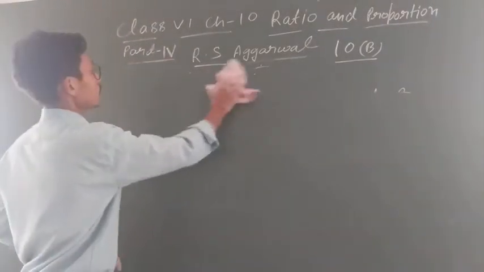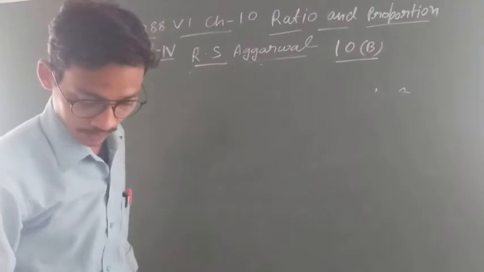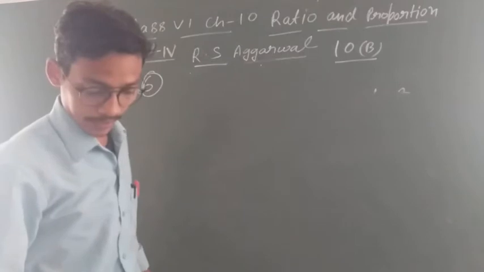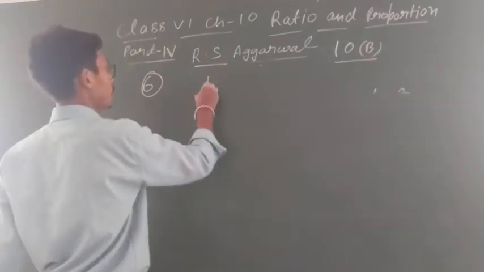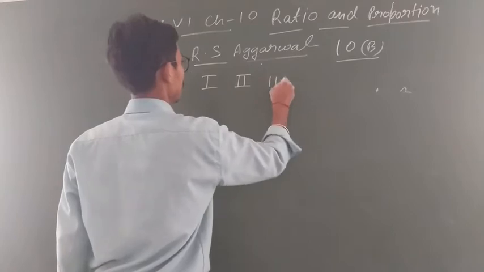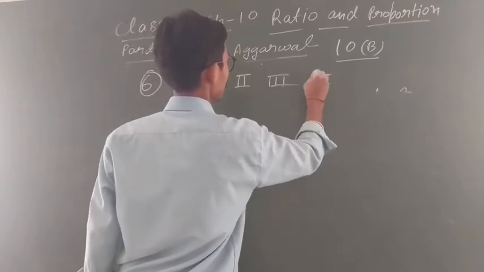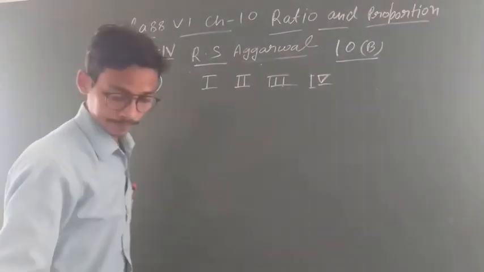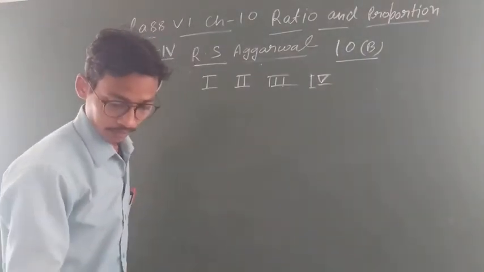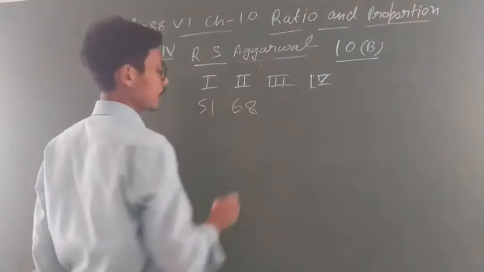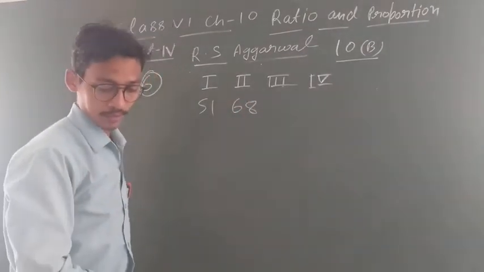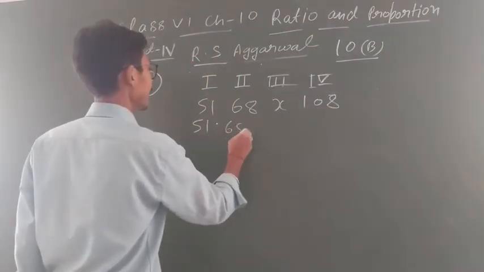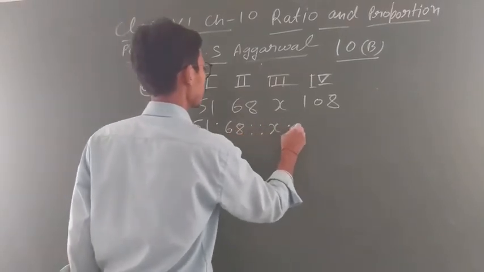Let's come to the next, student. Next question is question number 6. It is given in a proportion the first, second, fourth. The first, second, third, fourth. Fourth term should be there, but it is given first, second, and fourth. Third term is not given. First is given 51, 68, and third not given, x we will take, and 108. So you can write down 51 is to 68 is to x is to 108.